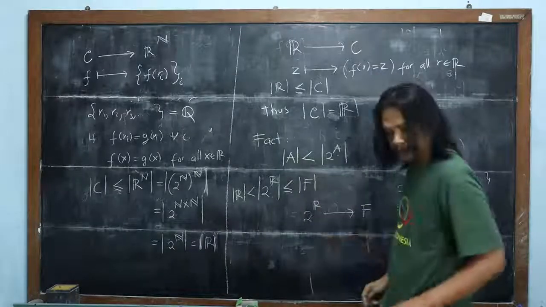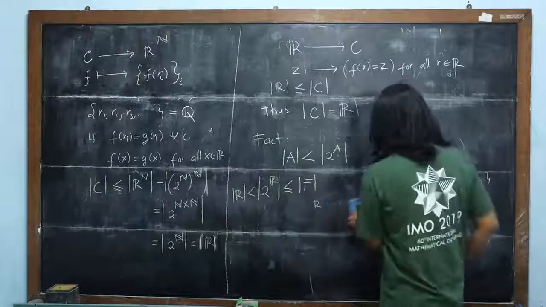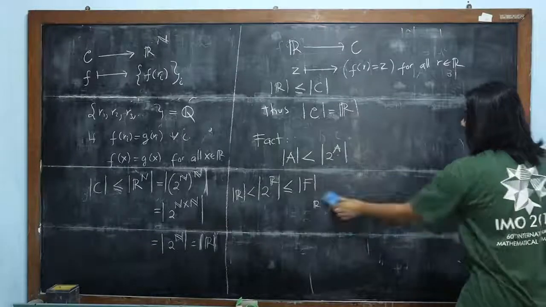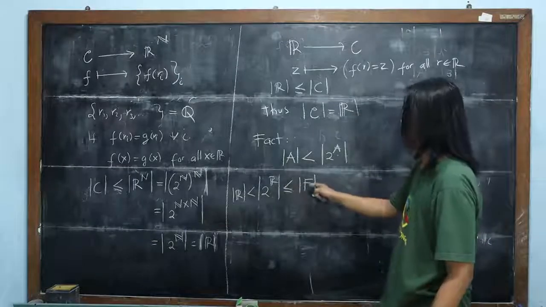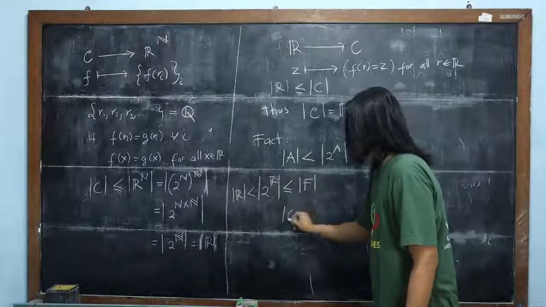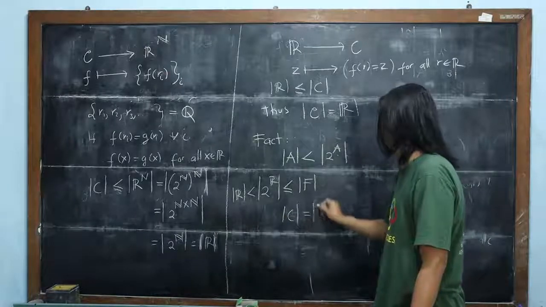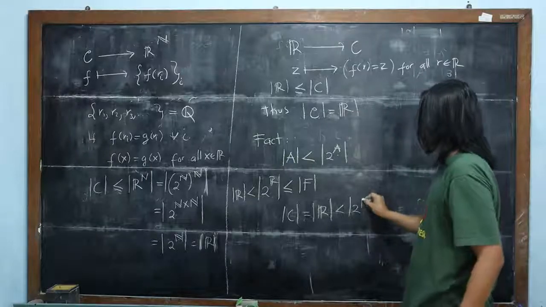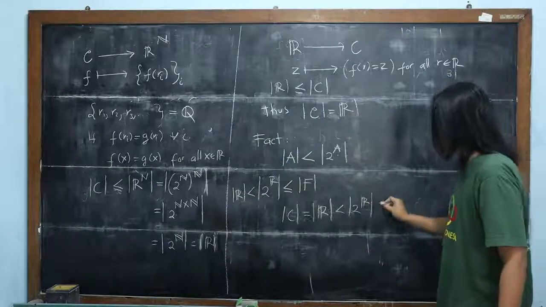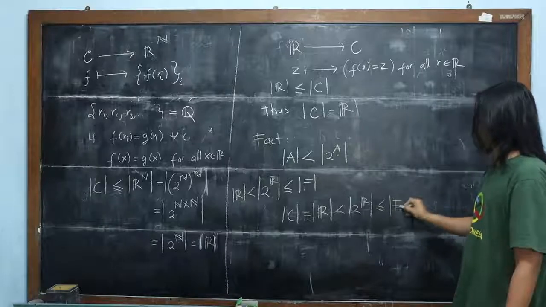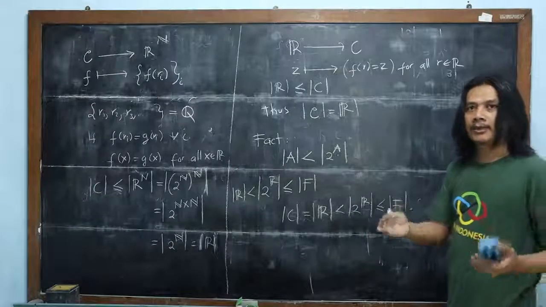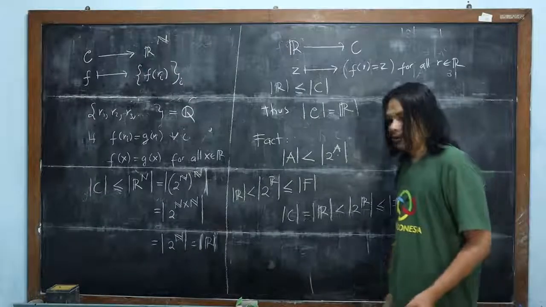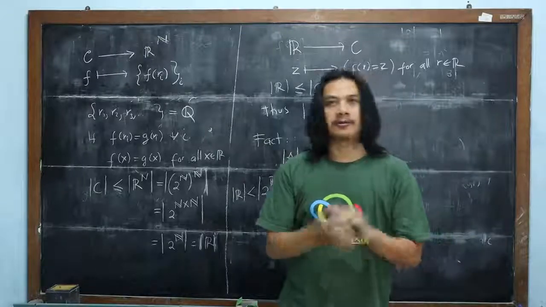And in particular, since the cardinality of C, which is the same as the cardinality of R, is less than the cardinality of 2 to the R, which is less than or equal to the cardinality of F, we are done.